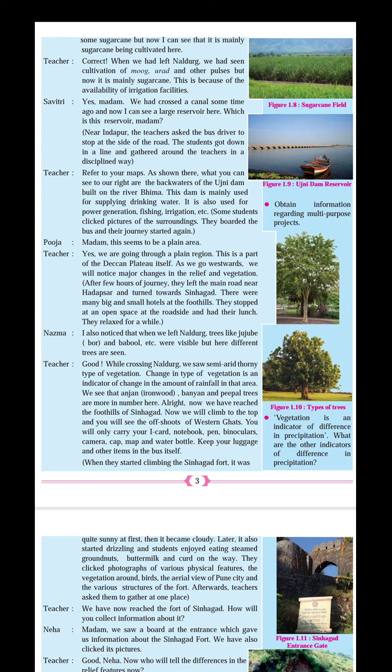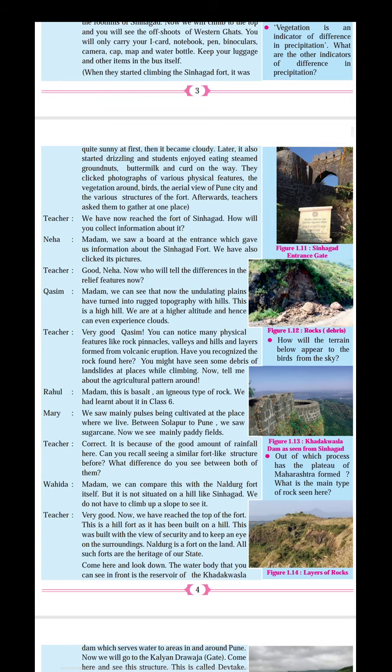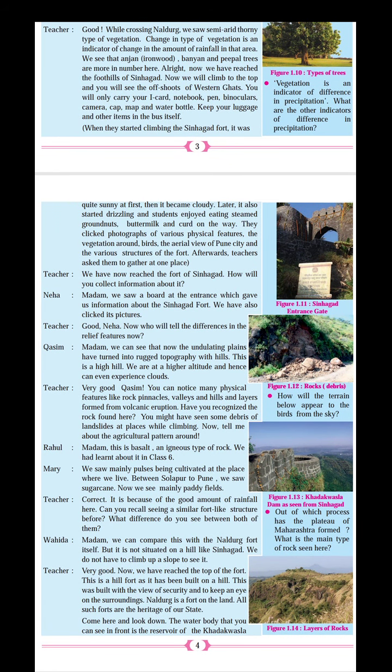And so we can see there are three types of fort: ground fort, mountainous fort, and water fort. Now I go to page number 4. Here it is said that when the children were moving on the foothills of the Sinhagad fort, they could see the variation in the climatic condition.